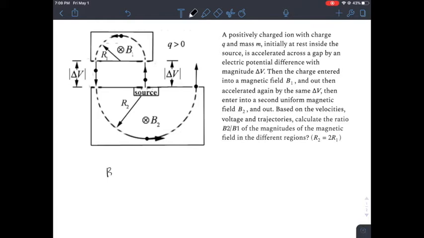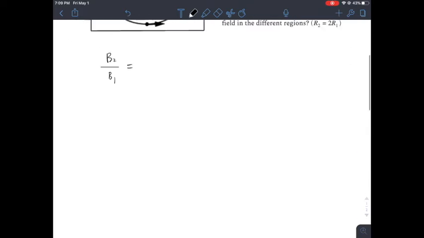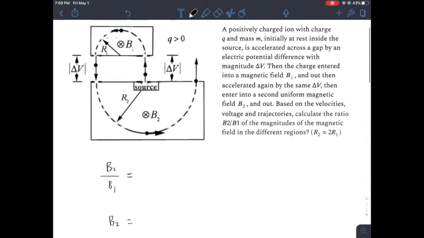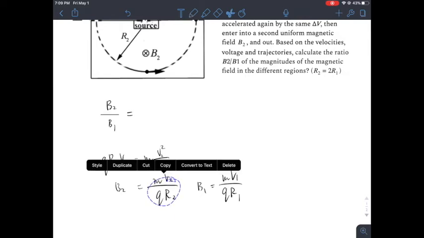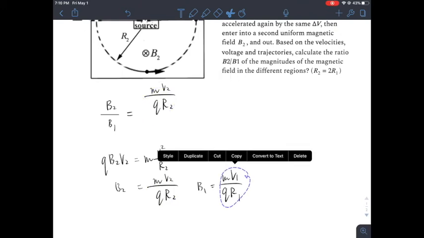So welcome back, guys. First, let's calculate the ratio between the magnetic fields. We use symbols first because we only know symbols. The only thing we know numerically is the relationship between R2 and R1. So let's express it in variable form. Based on the trajectory, we equate the magnetic force and the centripetal force. We can find our expressions for B2 and B1, then we just plug them in.